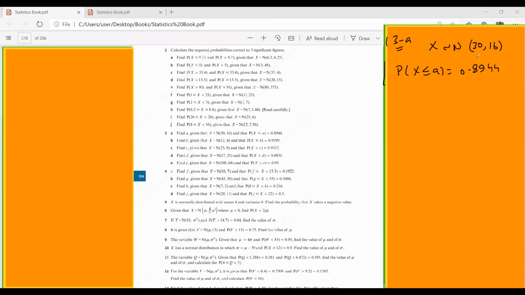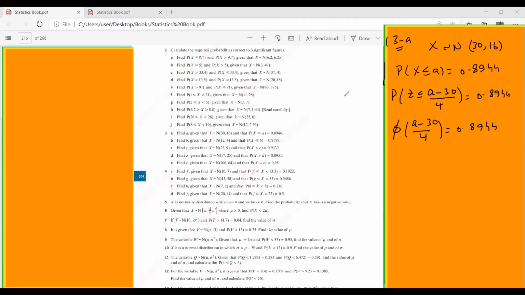Like, if this is your question here, X is normally distributed with this mean and this variance, you have to find this probability. So you would straight away standardize this. You would say that, okay, it's going to be Z is less than or equal to A minus 30 over this 4. Never forget to take the square root here, okay? And that is 0.8944. So this becomes phi of A minus 30 over 4.